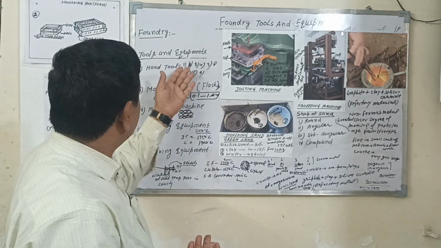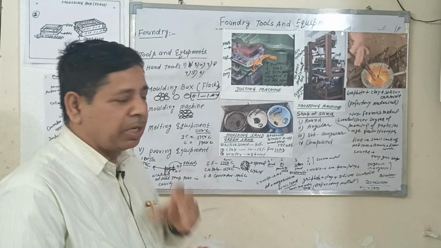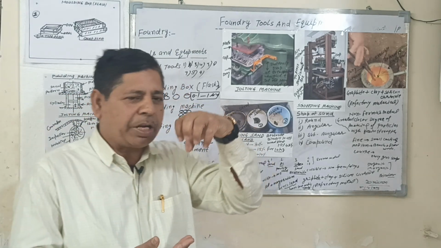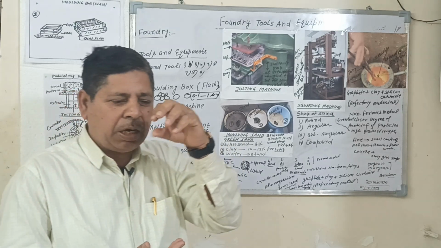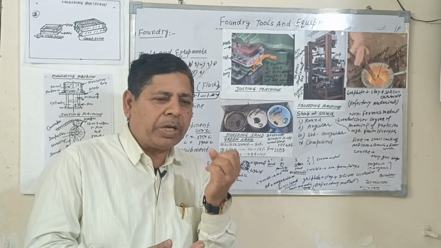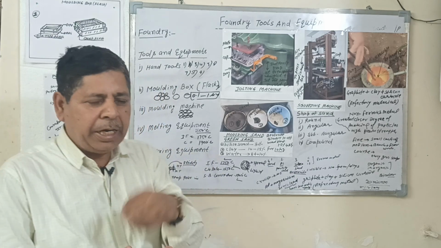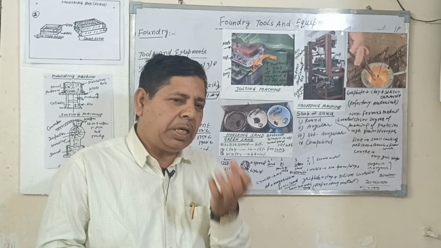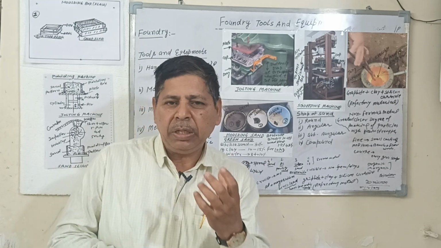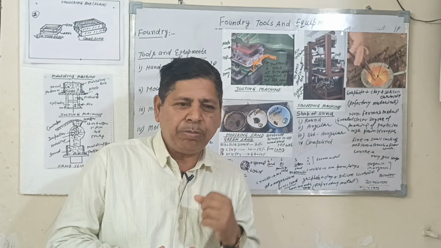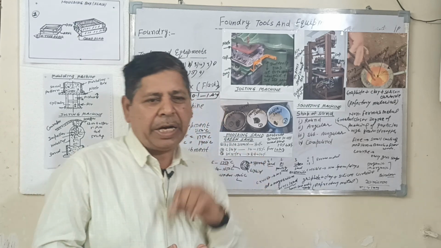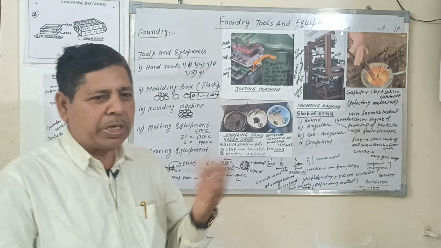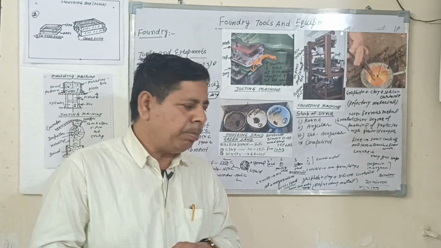Fifth number is the lifter. When the pattern is taken out from a mold or cavity, some sand is dropped into the mold. So how is it to be taken out? The sand is removed with the help of a lifter. The lifter is made of steel and one end of it is bent at 90 degrees. Different types of blowers are also used for cleaning the inner portion of the mold.